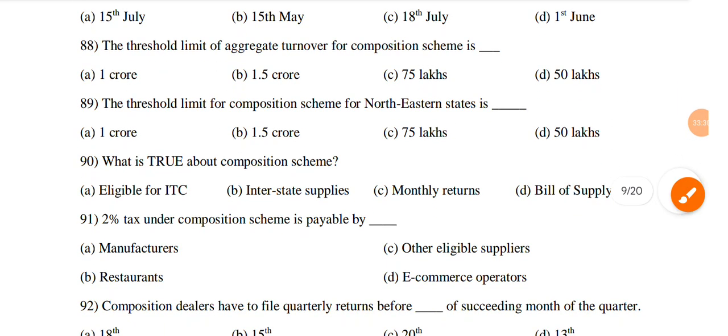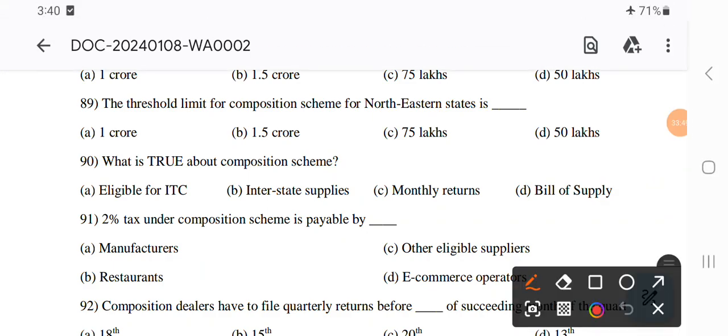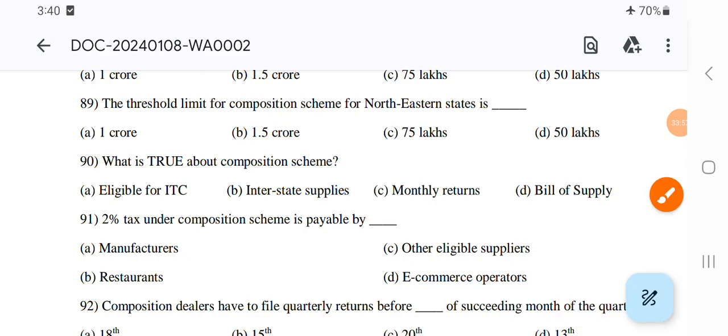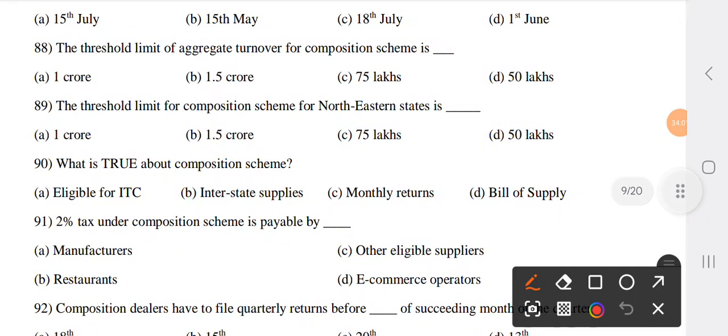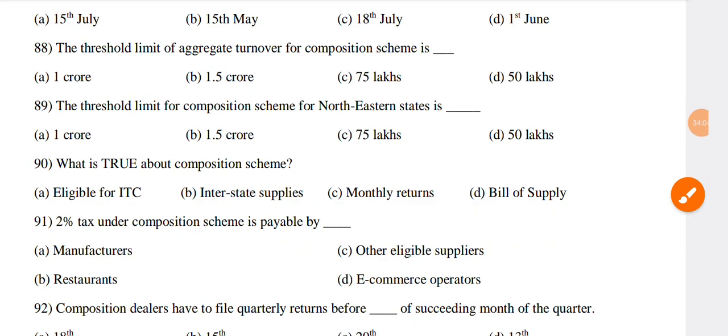Next question. The threshold limit of aggregate turnover for composition scheme is dash. Option A 1 crore, B 1.5 crore, C 75 lakhs, and D 50 lakhs. The correct option is B, 1.5 crore. Next question.